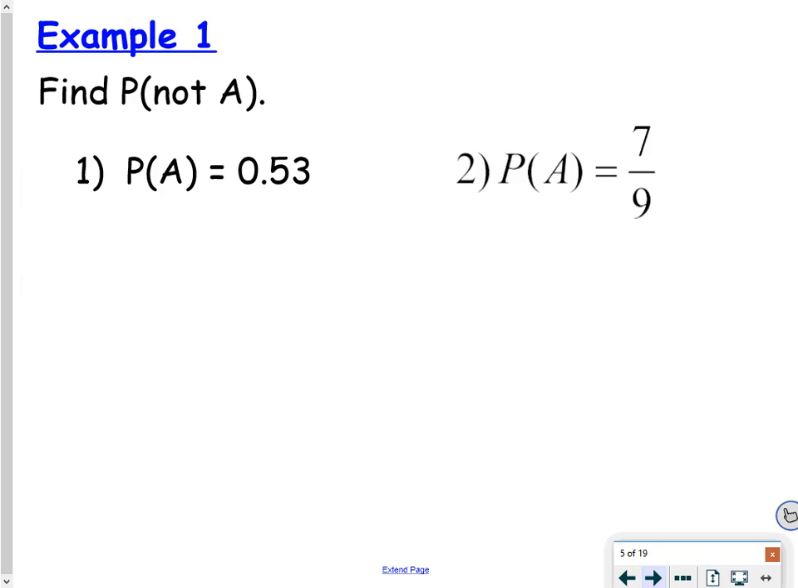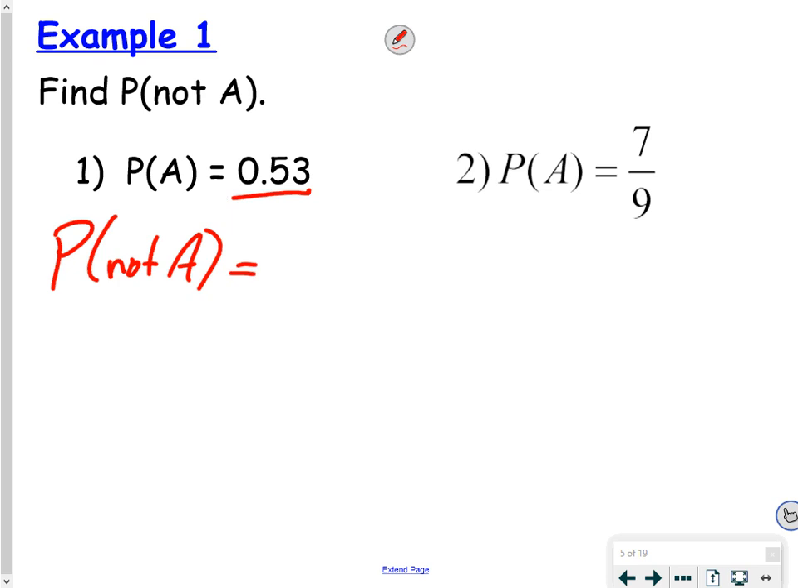So if we know that the probability of A is 0.53, we can figure out the probability that A doesn't happen, which is what's meant by not A. The probability that A doesn't happen is going to be 1 minus 0.53. So it's going to be all the other cases, which would be 0.47. So if the probability that A happens is 53%, the probability that it doesn't is 47%. Seems pretty intuitive.